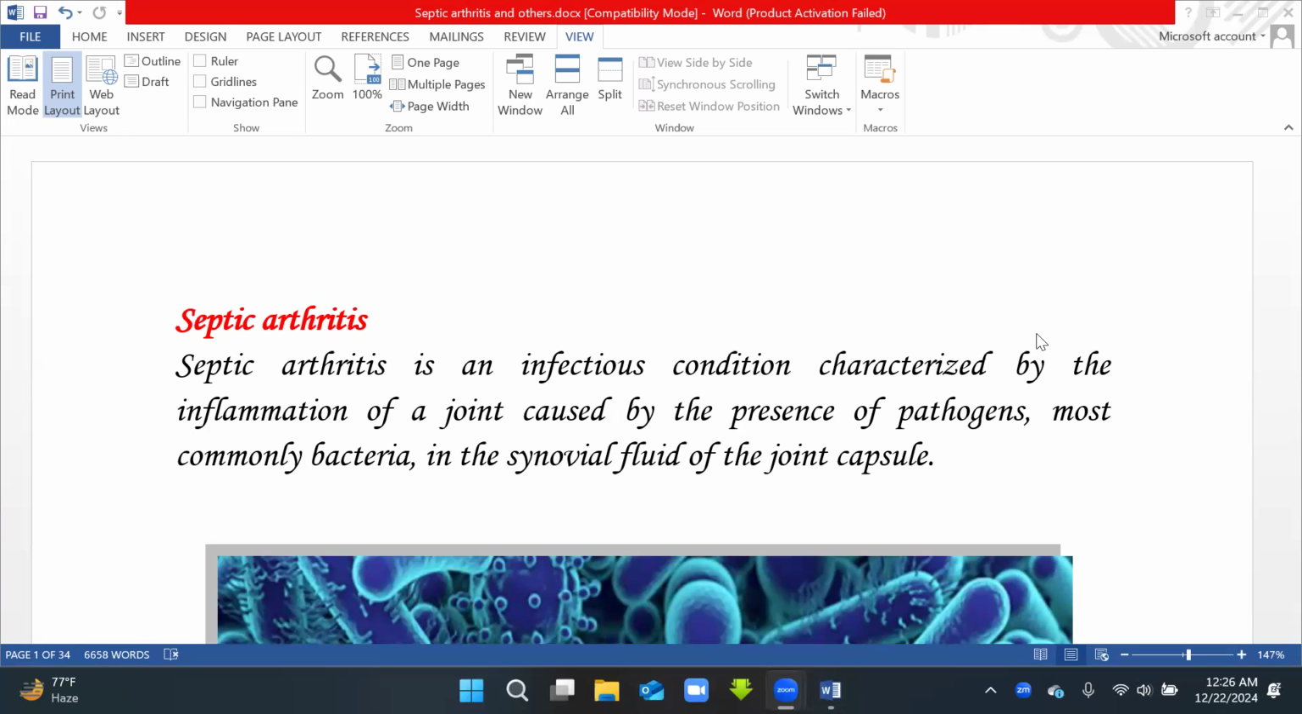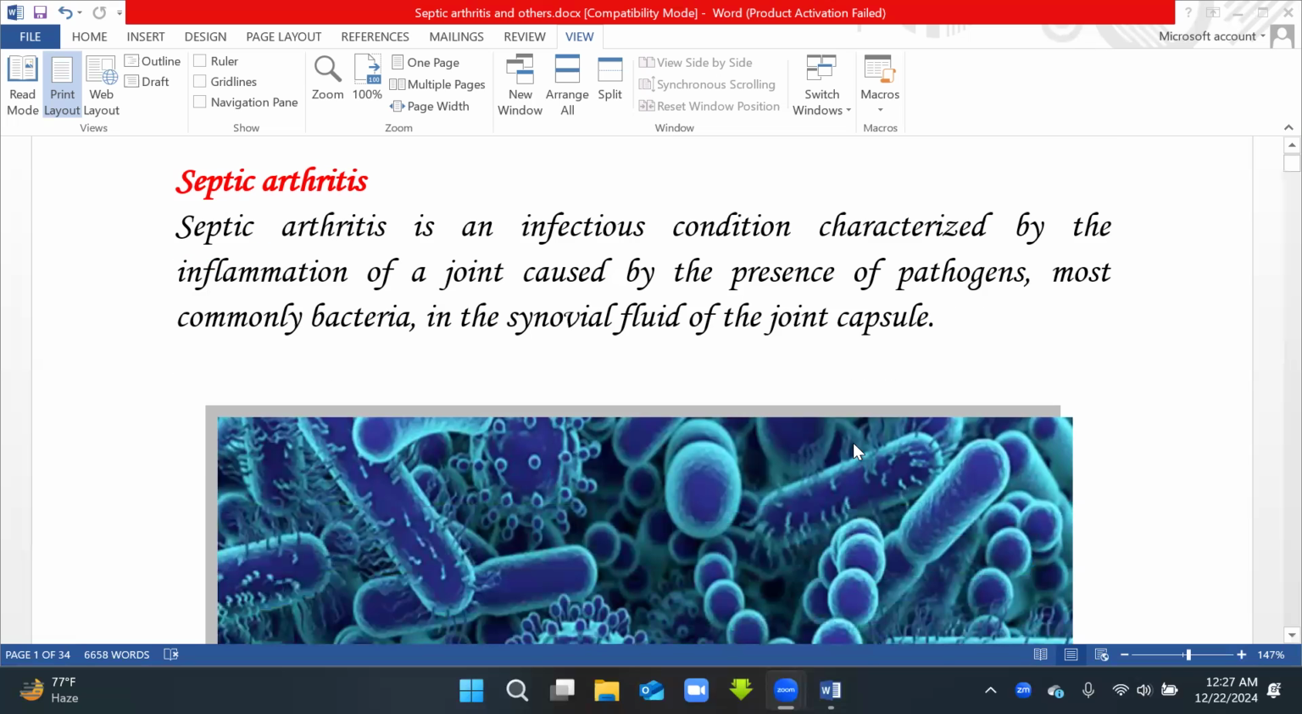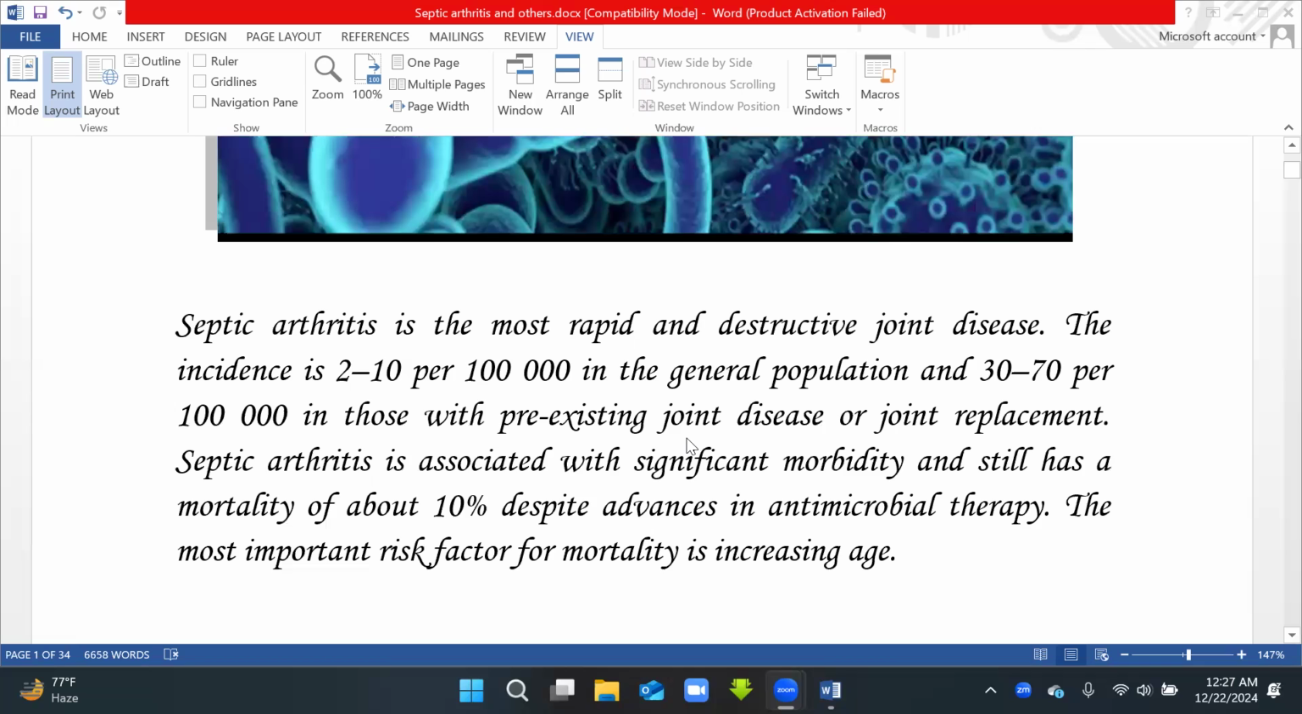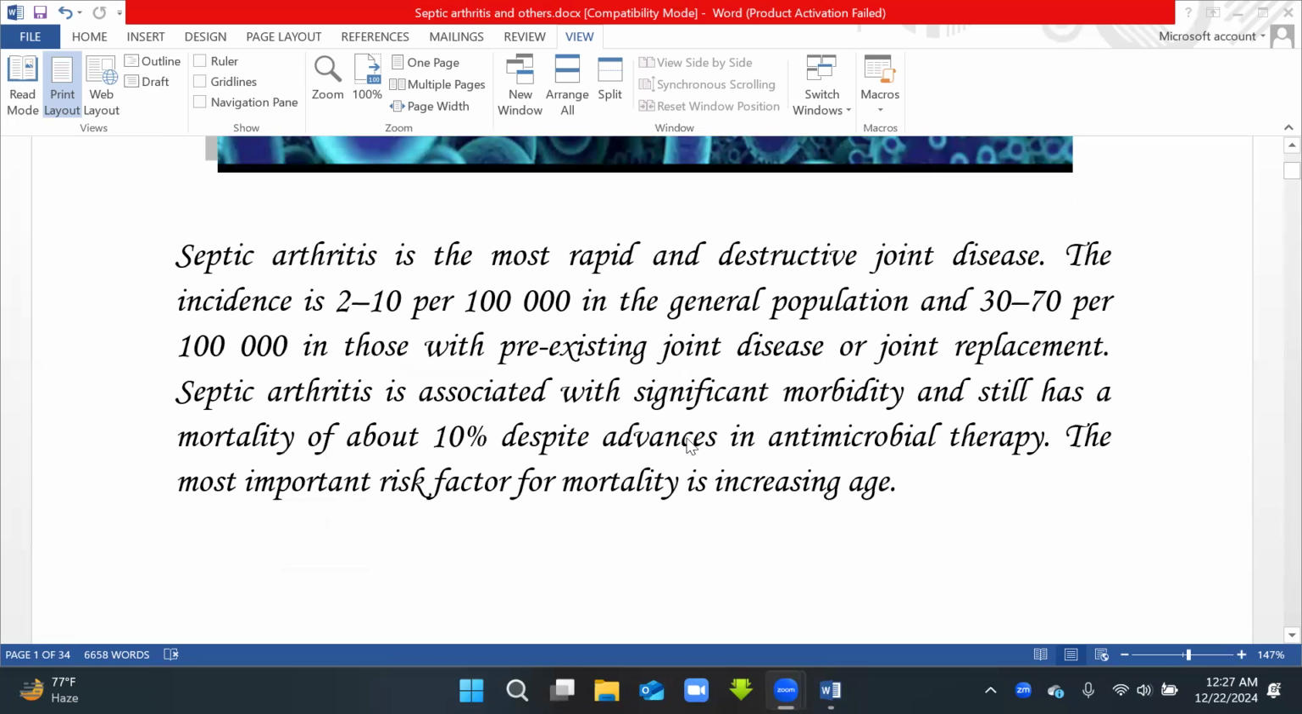Septic arthritis is an infectious condition characterized by the inflammation of a joint caused by the presence of a pathogen, most commonly bacteria, in the synovial fluid of the joint capsule. This condition results once bacteria invade the joint capsule and infect the synovial fluid. And this leads to very destructive states. These are bacteria. Septic arthritis is the most rapid and destructive joint disease.